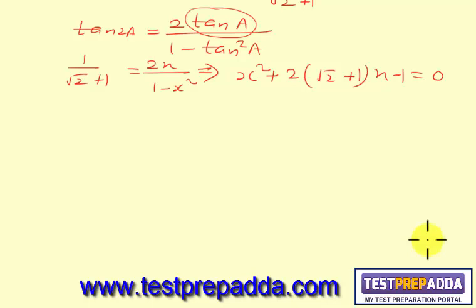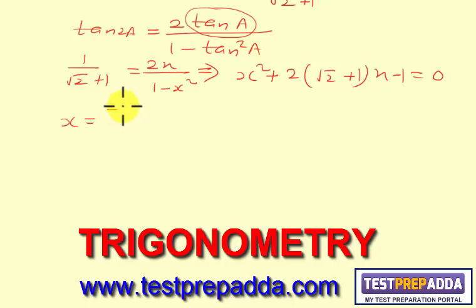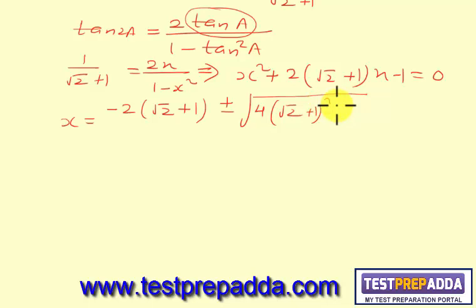Now by solving this I can get the value of x. Quadratic equation: x is equal to minus 2 in the bracket root 2 plus 1, plus minus the square root of, 4 into root 2 plus 1 square, minus, minus will become plus 4, by 2. Two roots will be there, one negative, one positive, and since 11 and 1 by 4 is in the first quadrant, tan A will be the positive value. That is why we have to neglect the second, minus, root.